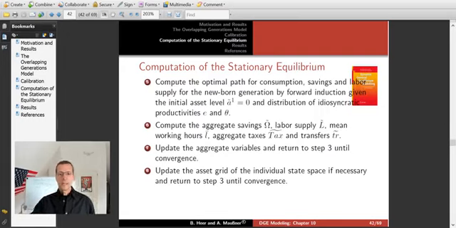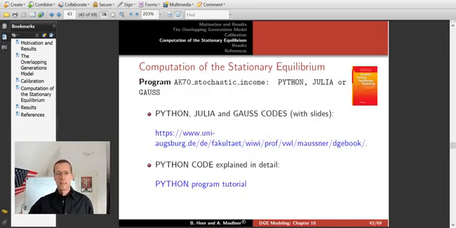And then we check if our policy functions and our distributions are well chosen, our grids over the state space. So do all the chosen wealth levels lie inside our interval that we have chosen for the individual state space. And these programs are available to you as a download. The program is called AK70 Stochastic Income. It's available in Python, Julia, and Gauss. You can download it, and I already pointed out the download page.